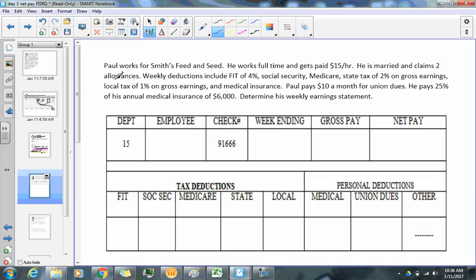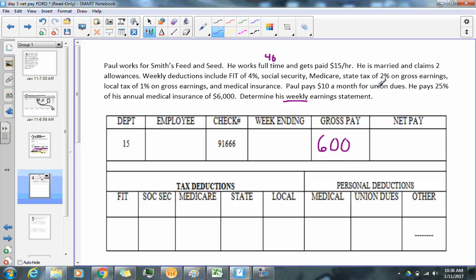All right, Paul works for Smith's Feed and Seed. He works full time and gets paid $15 an hour. Now we're trying to find his weekly earning statements. Usually, what you need to figure out is at the very last sentence of this particular problem. Full time, remember, is 40 hours a week. So 40 hours a week times 15, his gross pay is going to be 600. So $600 a week is what he's making gross.